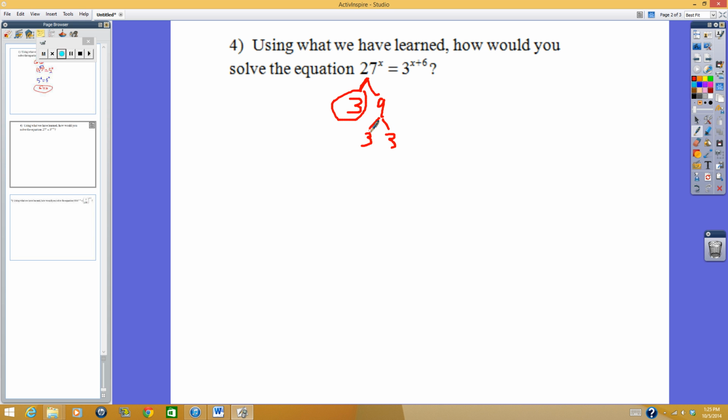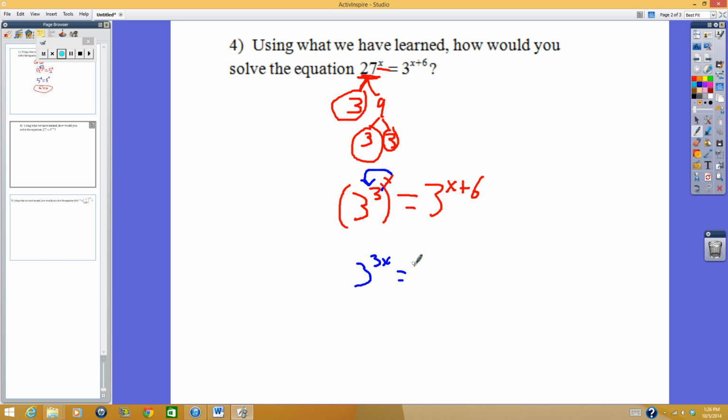So since we have three 3s, you know you can rewrite this 27 as 3 to the third power, and don't forget about this x that was here, equals 3 to the x plus 6. For this side, we have to distribute this x in, and we know 3 times x just becomes 3x. So let me rewrite that. 3 to the 3x power equals 3 to the x plus 6 power.